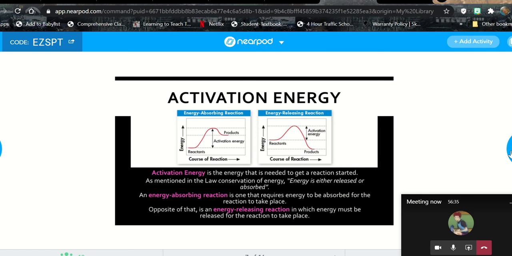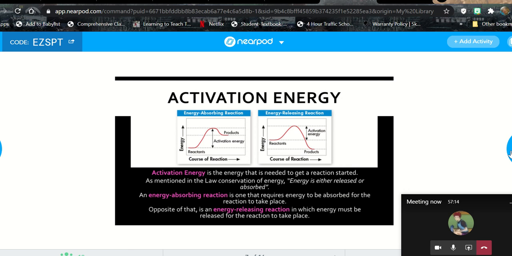It's showing the reactants are low, they absorb energy, that's that activation energy piece, and then the products happen once that energy gets to a certain height. So that's the energy absorbing reaction. Makes sense because it's demonstrated by the graph. Now, the other one, an energy releasing reaction, is when energy must be released for the reaction to take place. So the reactants are high on the graph. Then you see the activation energy decreases, that slant downward. And then the products are at the bottom.